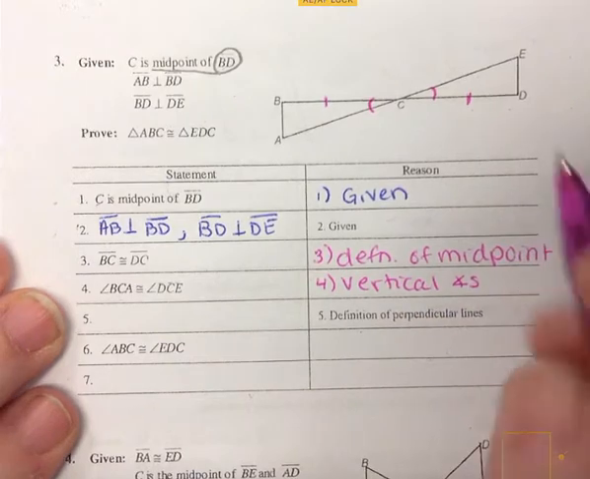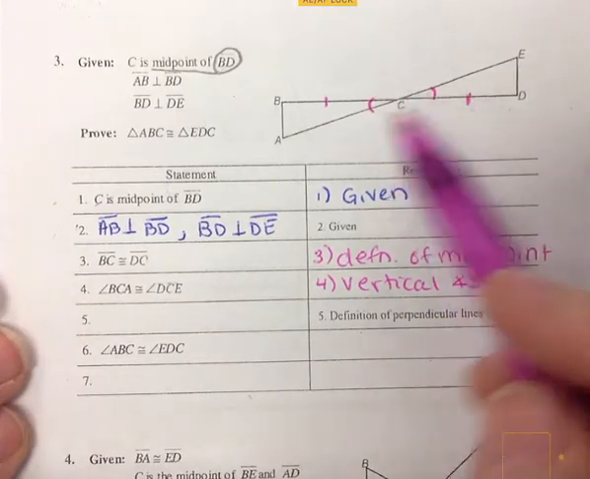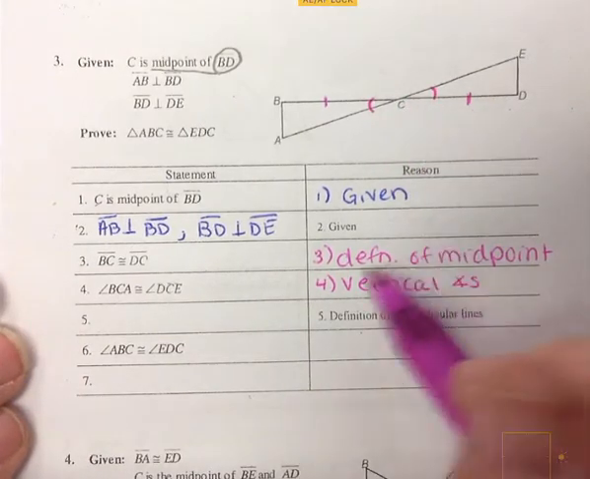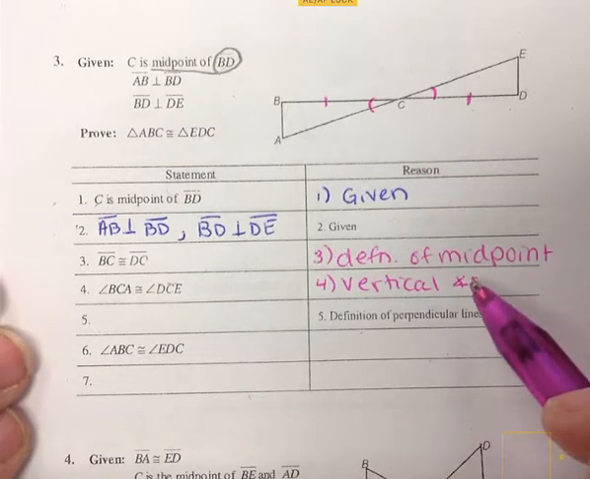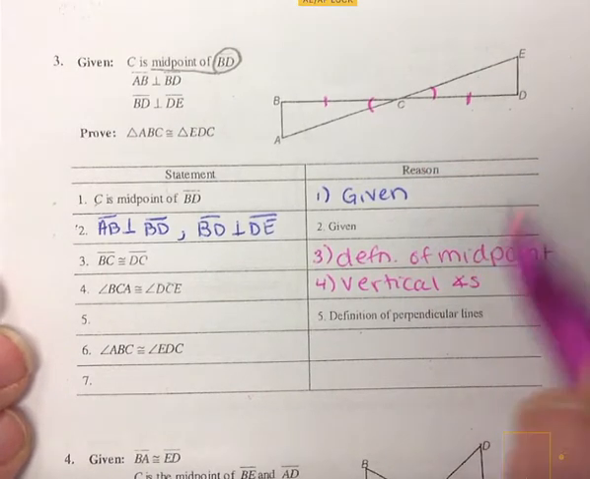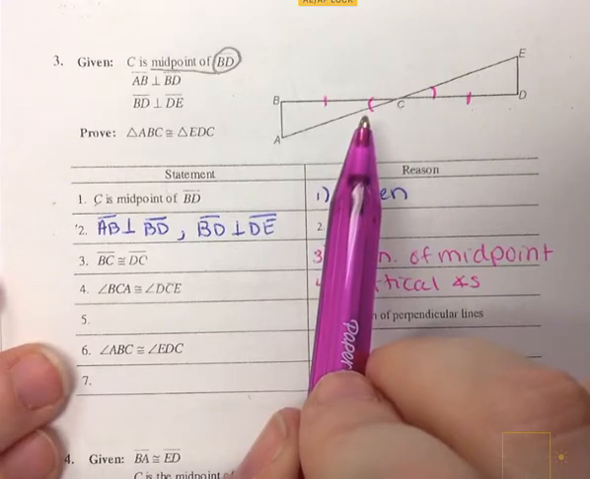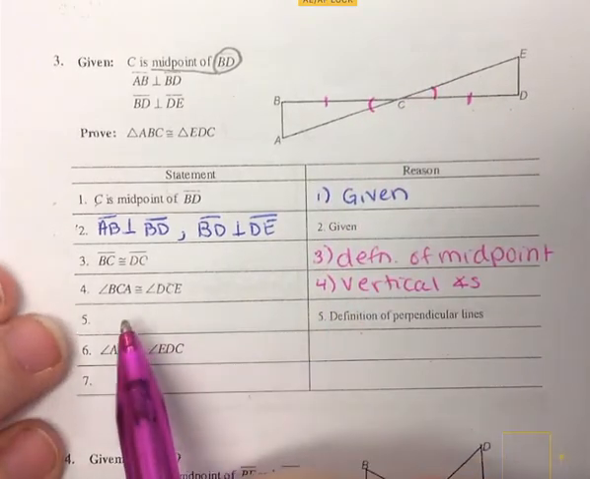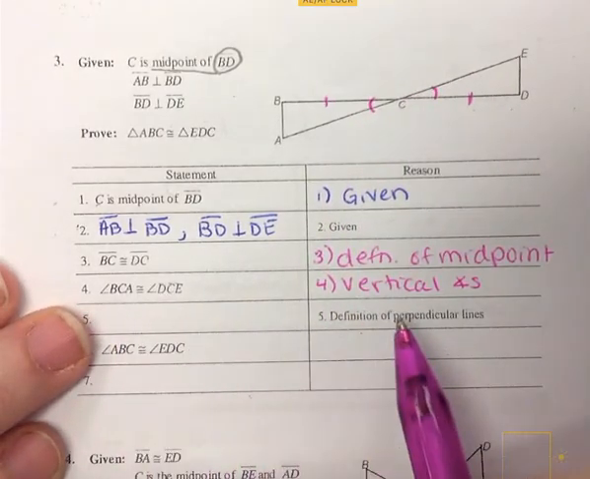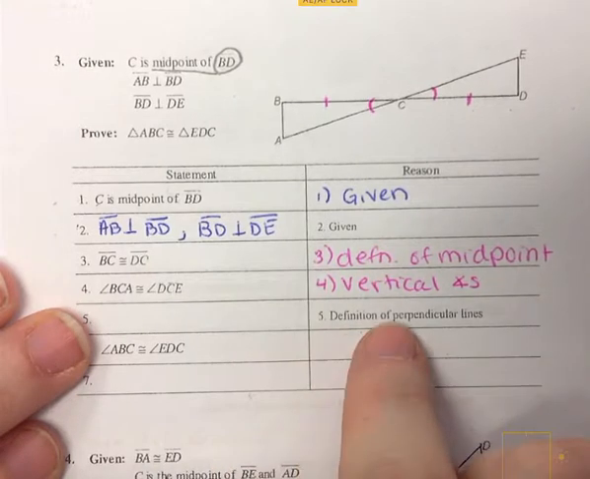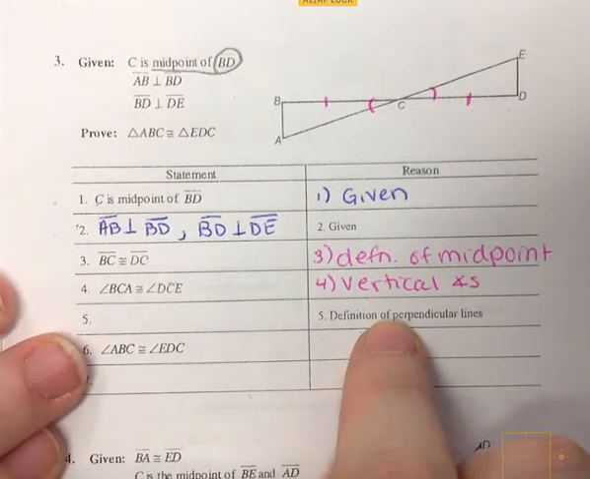Vertical angles is a theorem, so that's why we're allowed to use it. Midpoint is a definition, which is why we're allowed to use it. Next, we don't have statement 5, but we have the reason for statement 5. So we have to read the reason to come up with the statement.